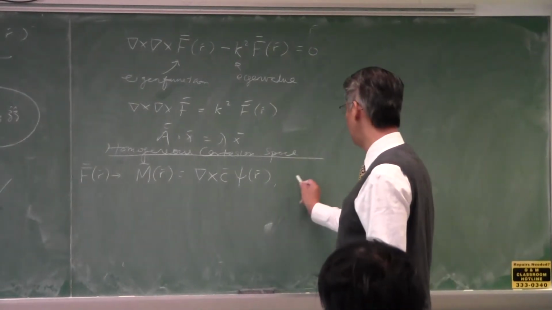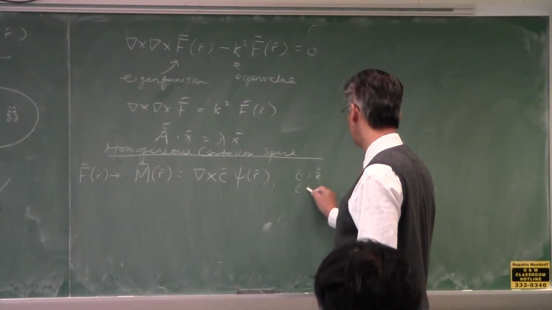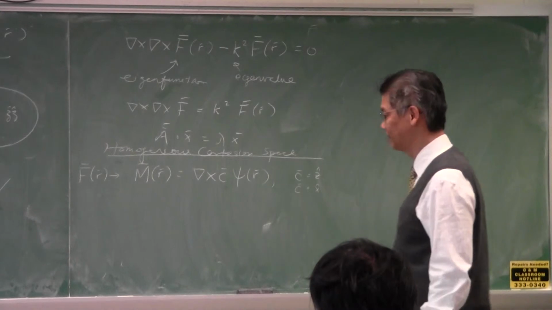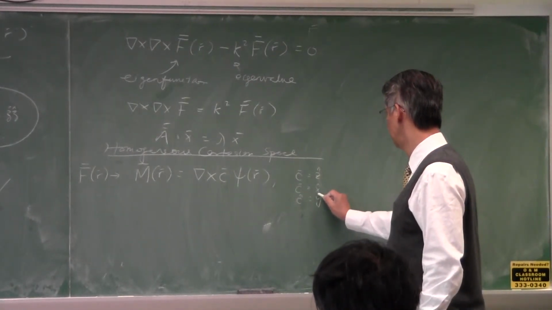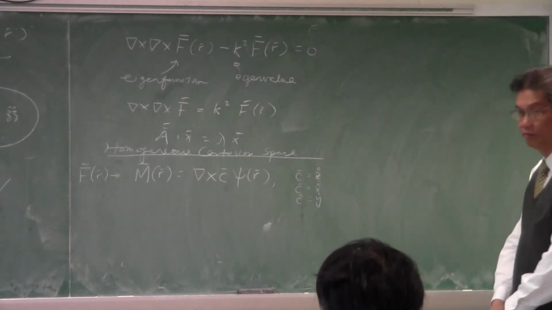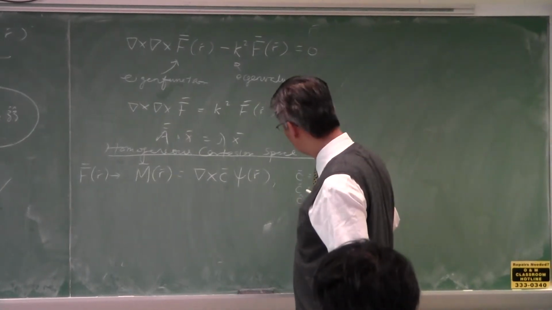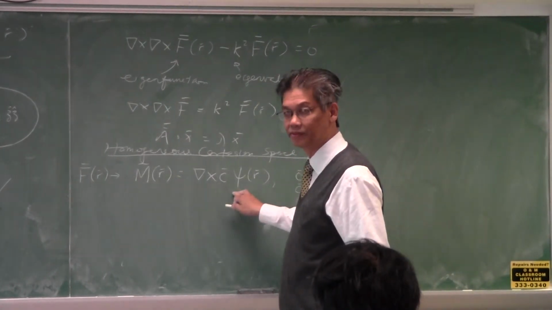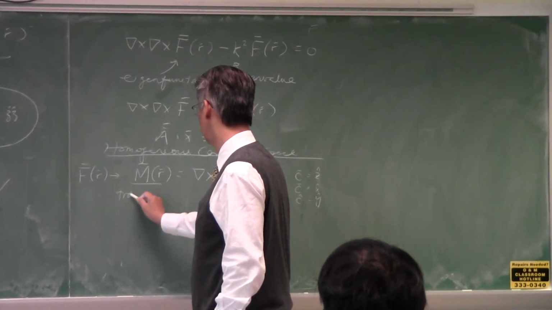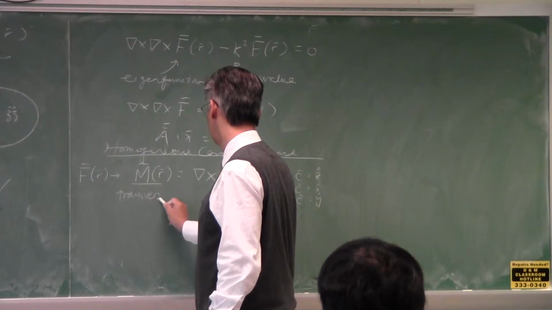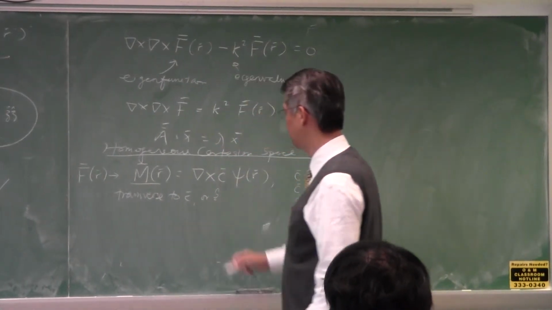And C can be a pilot vector. C can be, for instance, z hat. In some problems you might want to choose it to be x hat or y hat, but for many problems we would want to use z hat. Then if C is picked to be z hat, this is transverse to z. Okay, this is transverse to C, or z hat, if C is equal to z hat.